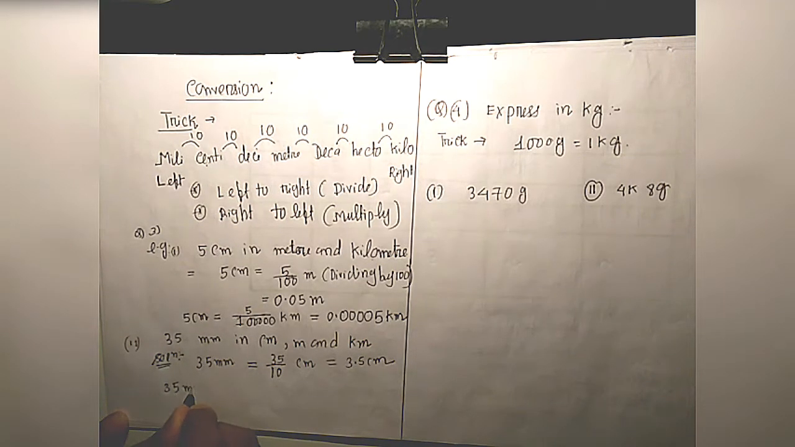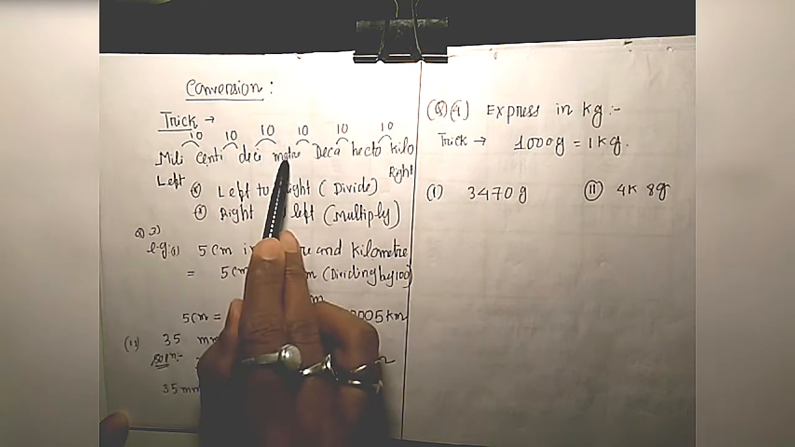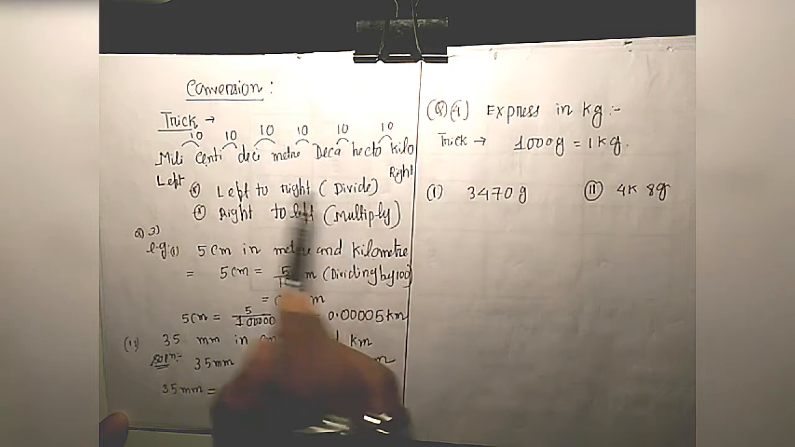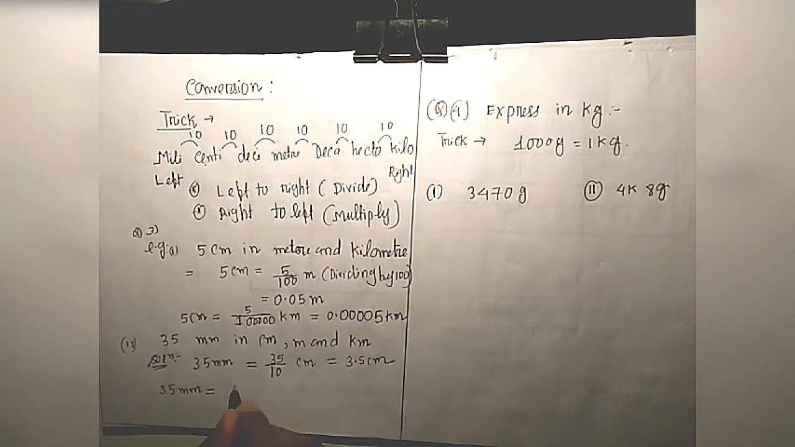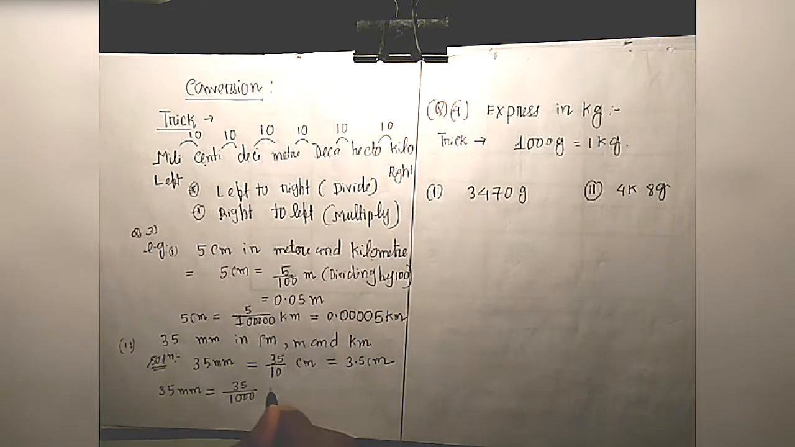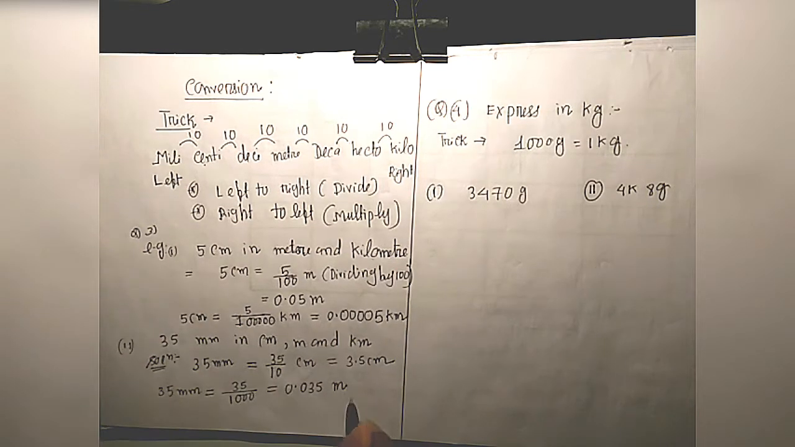Now 35 millimeter into meter. Milli to meter, left to right, once again divide. So milli to meter, how many 10? 1 10, 2 10, 3 10. So 35 divided by 1 and 3 zeros. So 35 divided by 1 and 3 zeros means 0.035 meter.